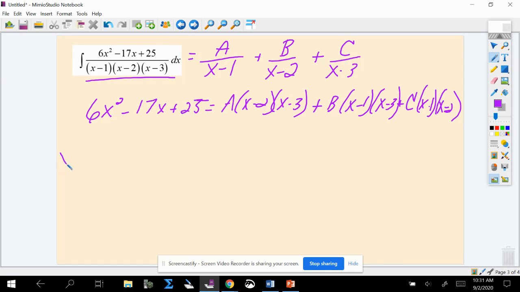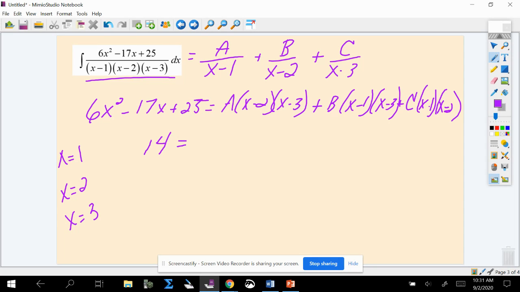I actually have to choose 3 x's because I need to find 3 unknowns. But the nice thing is all of them are easy to establish what you need to choose. Probably the toughest part might be the mental math. Hopefully I have a calculator not too far away from me. So when I put 1 in, I get 6 minus 17, which is negative 11, plus 25. I get 14. I really hope I'm not doing mental math wrong.